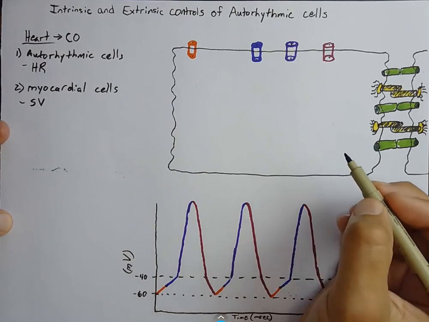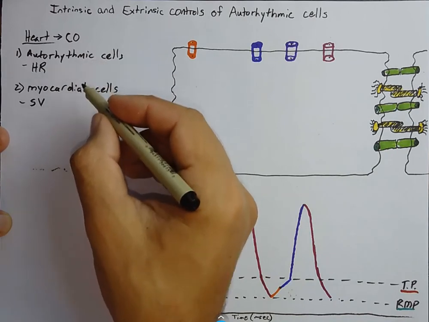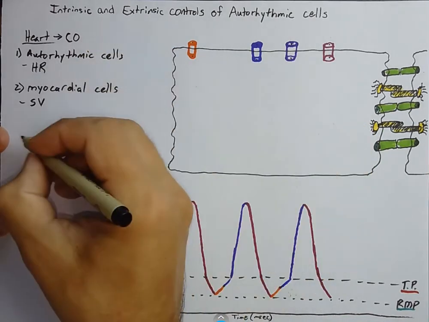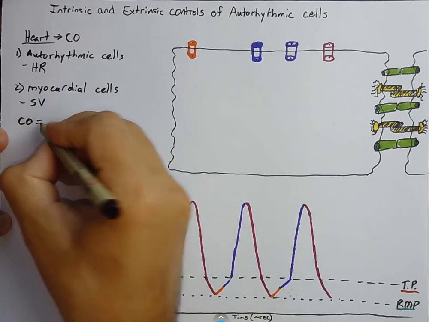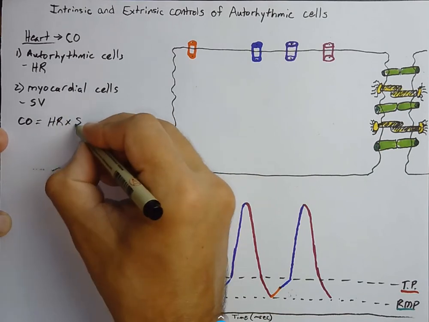When we look at all of this together, these two anatomical features of the heart are going to determine the function of the heart. So in other words, cardiac output is equal to heart rate times stroke volume.